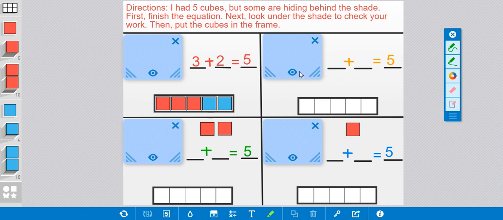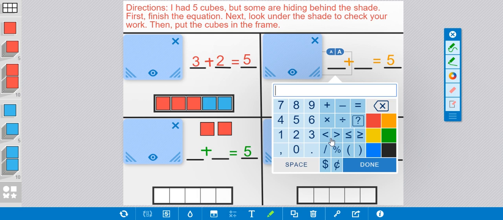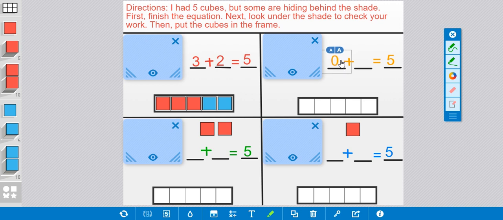So let's move on to this one. I am looking, but I do not see any cubes here. So when we don't have any of something, or there's none, what number represents none? While you think about that, I'm going to get my calculator tool, and I think I know the answer. I hope you do too. If you said 0, you are right. When we don't have any of something, we have 0 of it.